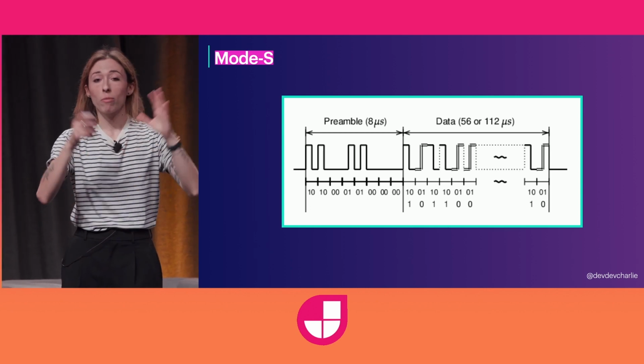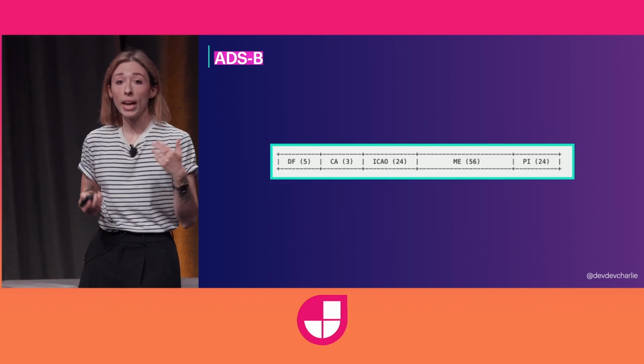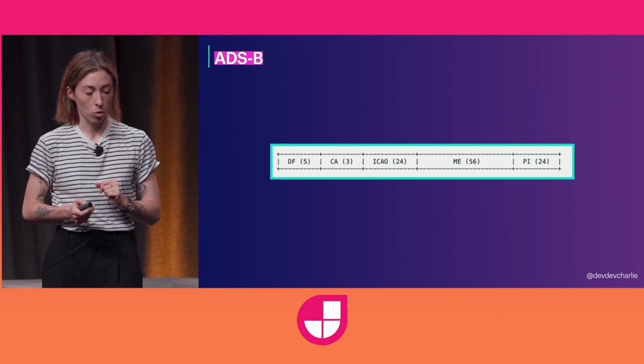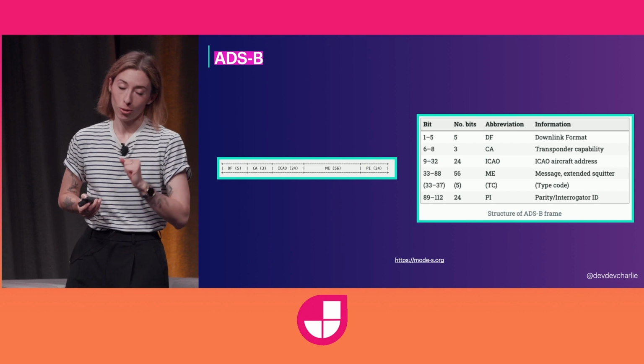And then you have Mode S messages, but then you have certain types of Mode S messages that are called ADS-B messages. And these are the structure of the 112 bits as well. And what do these mean? This is just documentation that I spent a lot of time researching.